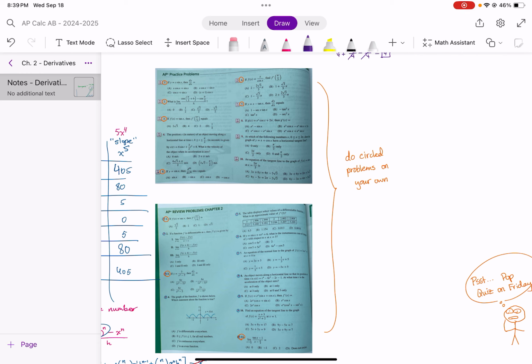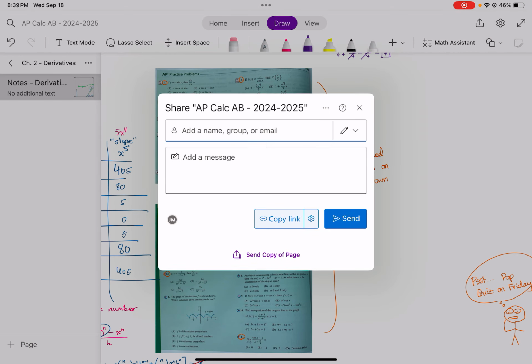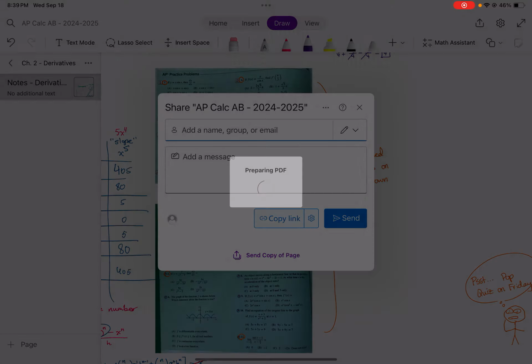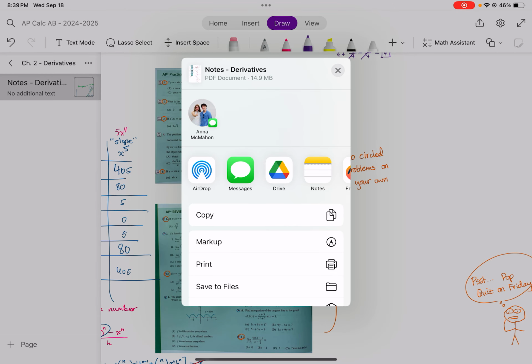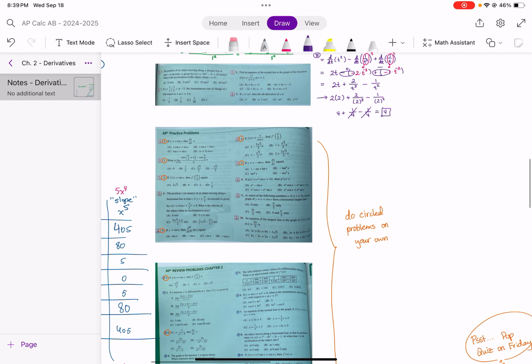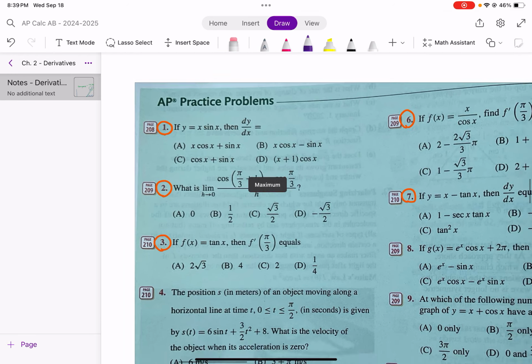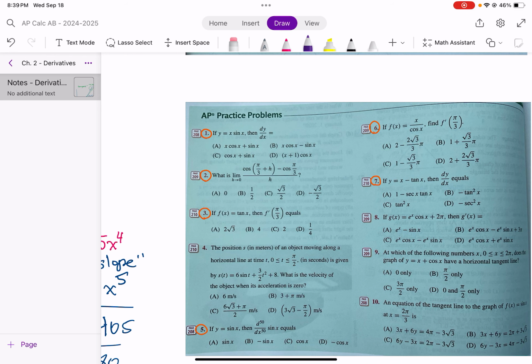Just, you know, this little share button at the top right, Notability has a similar thing. And you can typically, if you click send copy of a page, it will make it a PDF automatically. See, it's already doing that for me. I'll upload these notes later. Let me go ahead and first zoom in on some of these problems for a second so you can take some pictures.